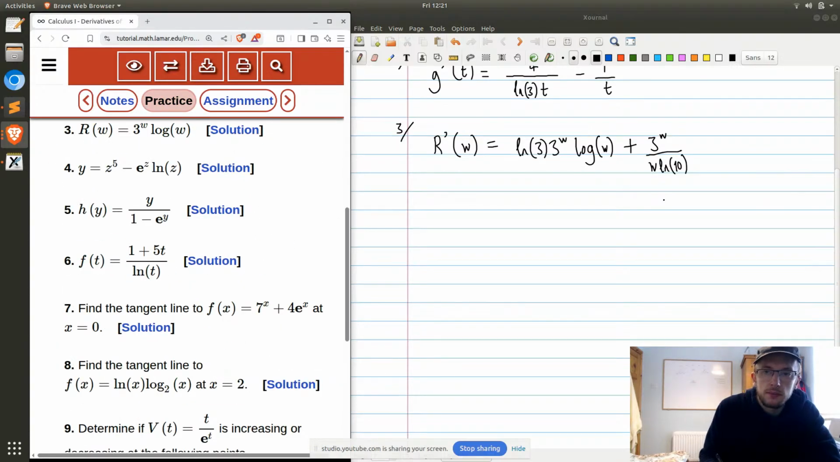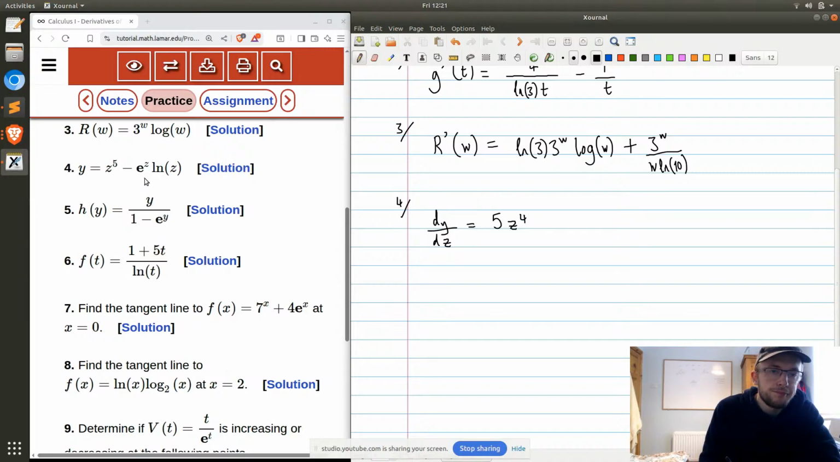All right. Fourth one. dy by dz. Let me see, what would that be? 5z to the 4. Then we have a product here, so I'll do a bracket. Differentiate the first, leaving the second alone. Differentiate the second, leaving the first alone. So it would be e to the z over z.